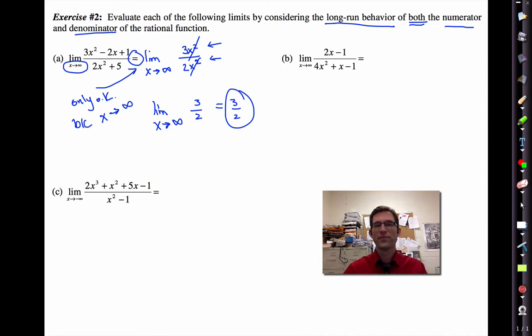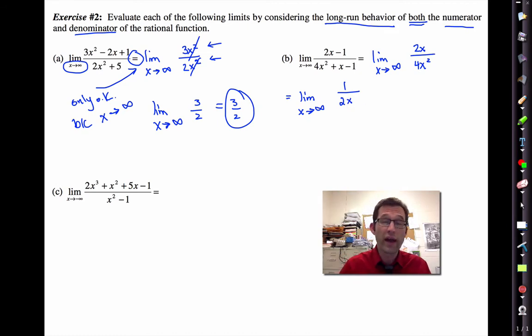All right, let's go through it. This one's a little bit trickier, and it does work out differently. Again, because x is going to infinity, I can just retain the 2x in the numerator and the 4x squared in the denominator. Right? And now I can simplify this. Now I have to simplify it correctly, right? It simplifies down to 1 divided by 2x. If you botch that, if you get x over 2 or 2 over x or something like that, it could give you the wrong answer.